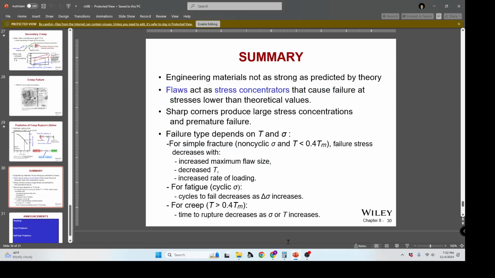So this is where we'll finish up on chapter 8, and we'll start jumping into chapter 9 so that we can get through as much of that this week as we can.